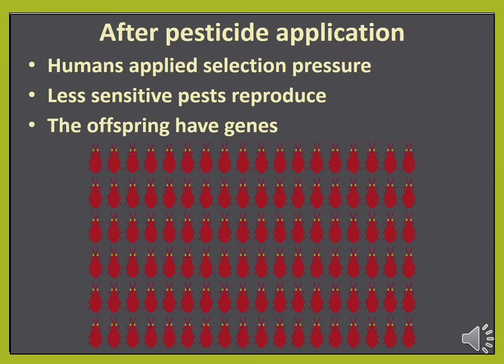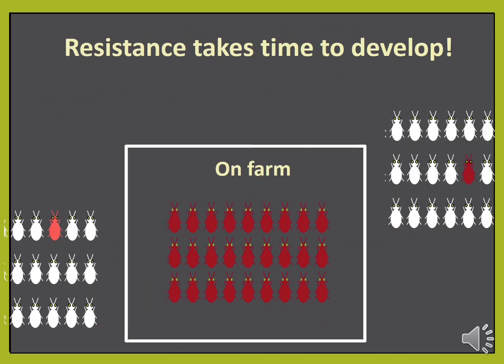After the pesticide application, after the humans have applied this type of selection pressure to the population, the less sensitive pests that have survived will reproduce, and the resulting offspring will have the genes that make them resistant to the pesticide. This does not happen in a single application. Resistance takes time to develop.